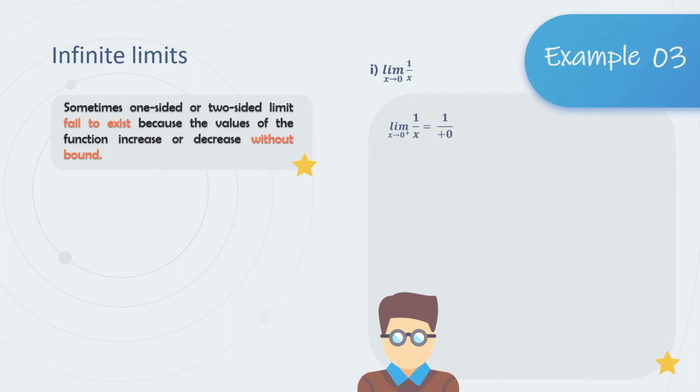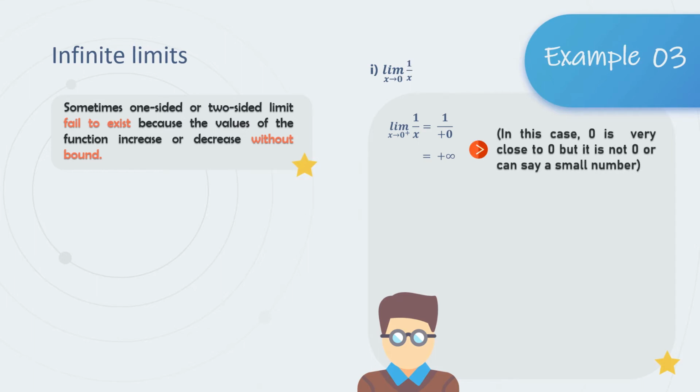Given the function, the limit of 1 over x as x approaches 0. For the right-hand limit, the value of the function is positive infinity. In this case, x is very close to 0 but it is not 0, a very small positive number. From the left-hand limit, it is negative infinity. It is the same case, but from the left side, meaning x is a negative number.